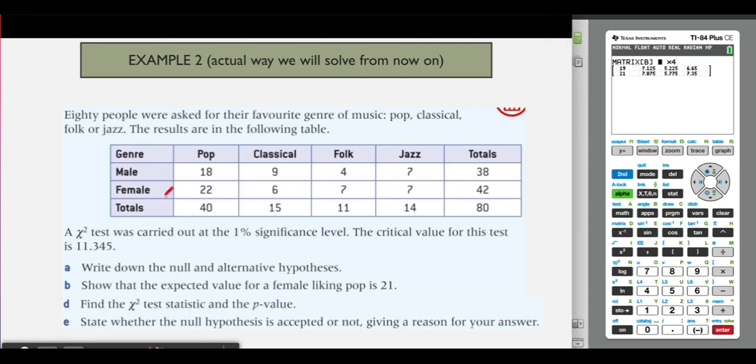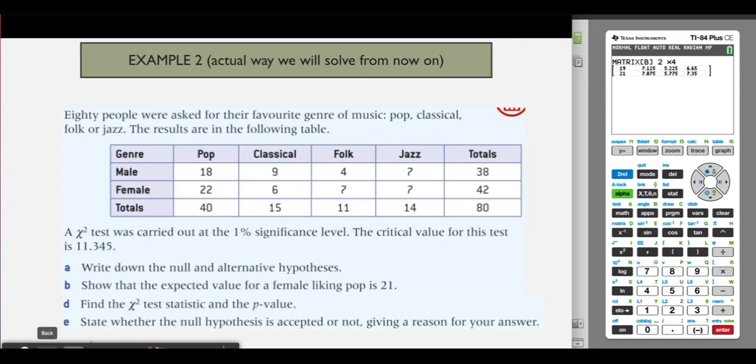Well, female liking pop, so we have female pop. This is the observed value. Therefore, the expected value for this one should be 21. But it's a show that question. So we know for show that questions, we need to actually show our working out.